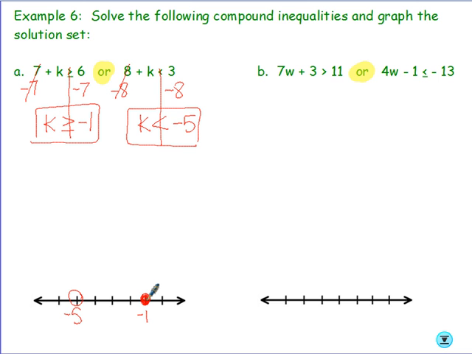Now, let's look at our symbols. Look at the negative 5. Which way is that arrow pointing? That arrow is pointing to the left. Well, that's going this direction. Let's look at the negative 1. The arrow is pointing to the right. So I'm going to shade to the right from the negative 1 dot. These look different. So let's write down a little rule. OR, you shade the outsides.